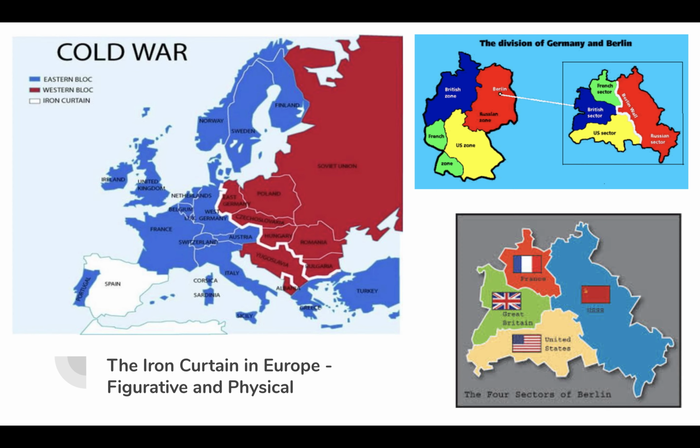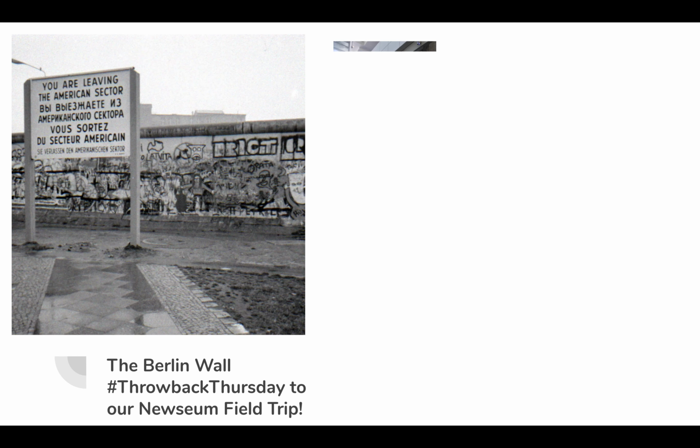And the Allies would have to bring in these planes over the Soviet part of Germany and of Berlin to bring supplies, to bring food to the eastern part. And so the Iron Curtain is both figurative but also physical when we talk about the Berlin Wall.